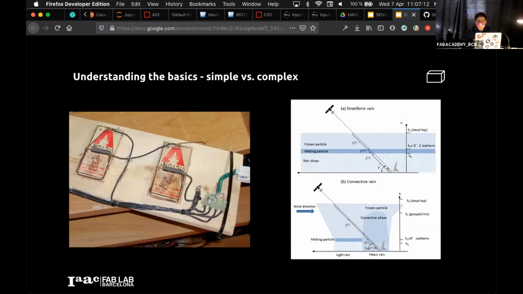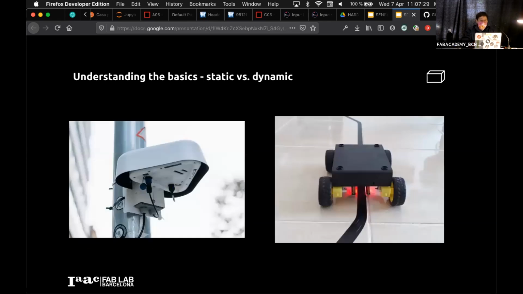Here, for instance, of course, sensors can be very complex and very simple. On the left-hand side, you have a mouse detector. And on the right-hand side, you have a rain detector using antennas and whatever else. Also, there can be a static one. For instance, this sensor on the left is one of the ones that we developed in Smart Citizens. You can see it on this pole over there. It's a static sensor that measures air quality.